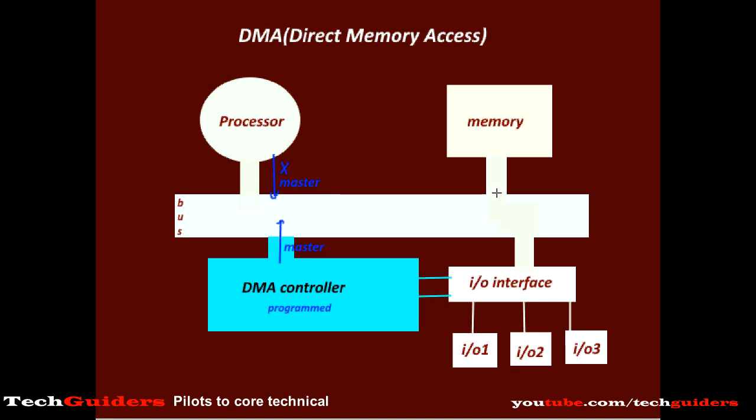Finally, when the DMA transfer is completed, the DMA controller can notify the processor using an interrupt signal so that the bus control can be taken back by the processor.